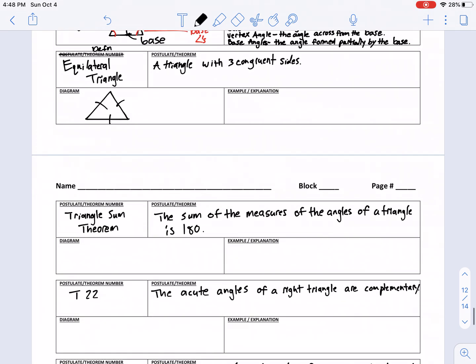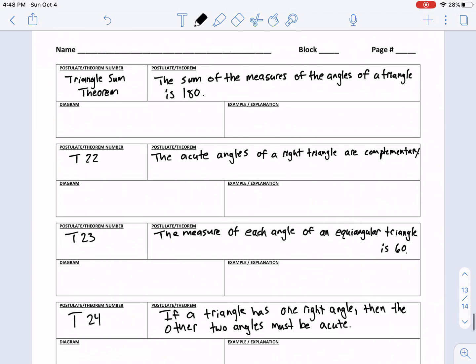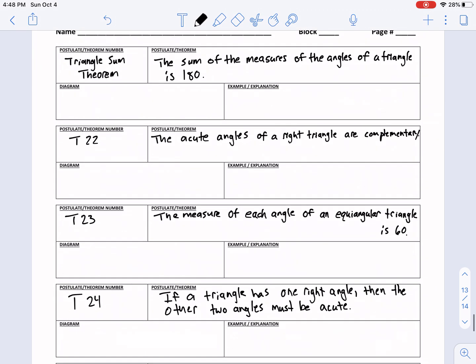Equilateral triangle, three sides are congruent. Okay, then the triangle sum theorem, this is what we need for some of the examples in class. The triangle sum theorem says the sum of the measures of the angles of a triangle is 180 degrees, okay? Any triangle, does not matter which triangle we're talking about, all three angles will always add to be 180 degrees.